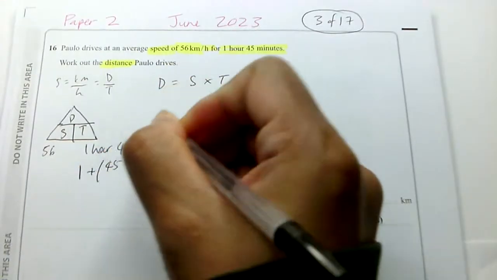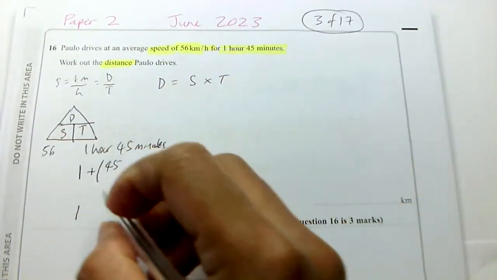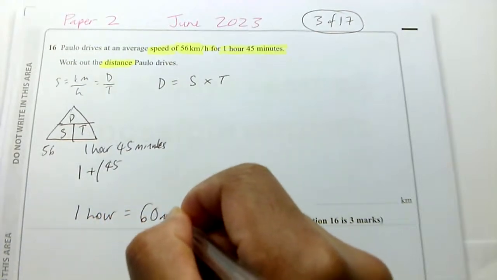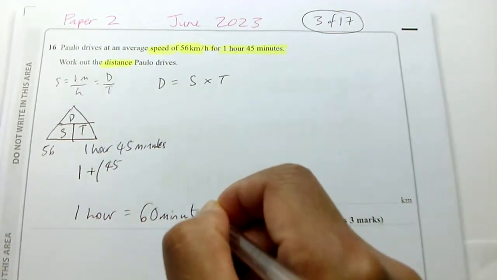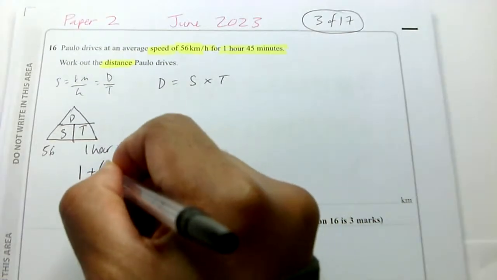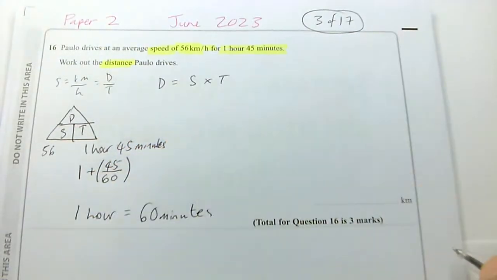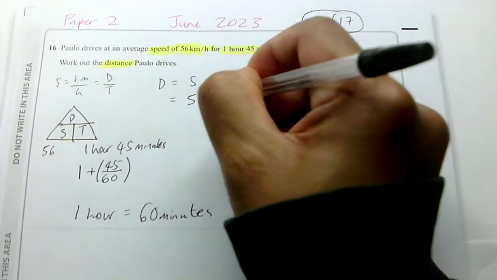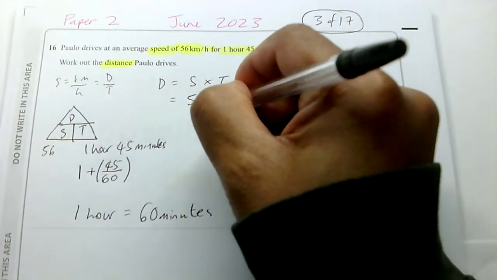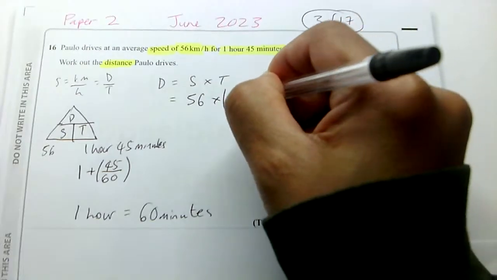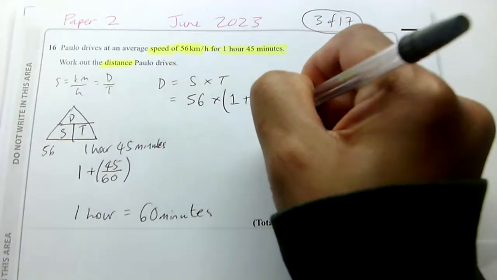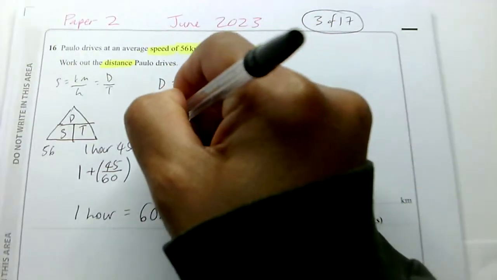How many minutes are there in an hour? 1 hour equals 60 minutes. So I'm going to be dividing this by 60. Okay, and then I'm just going to put that into my calculator. 56 times by 1 plus 45 divided by 60. Okay, I can just do that.